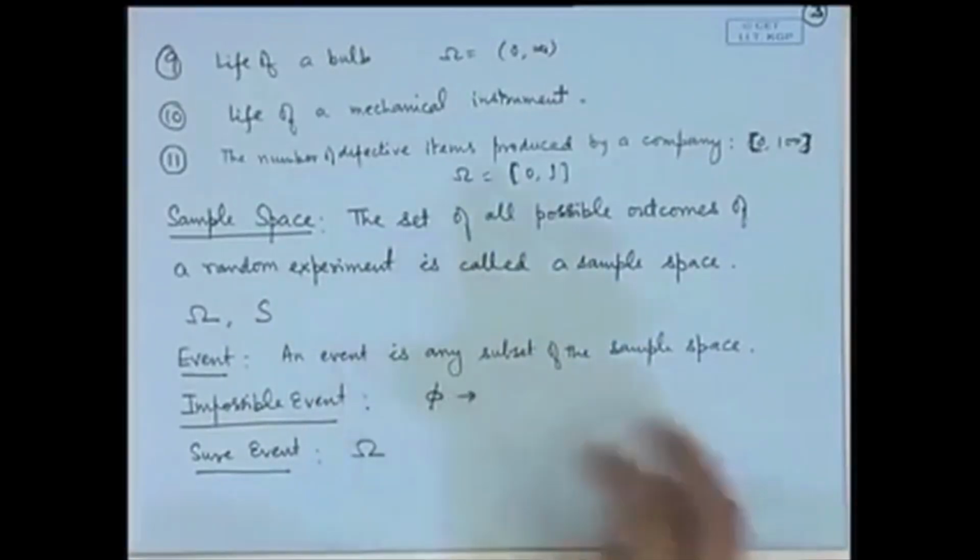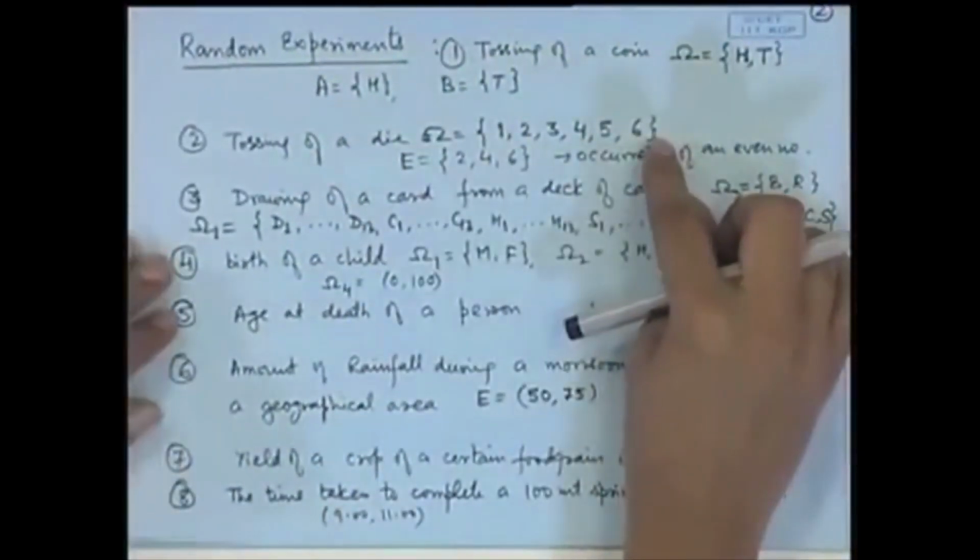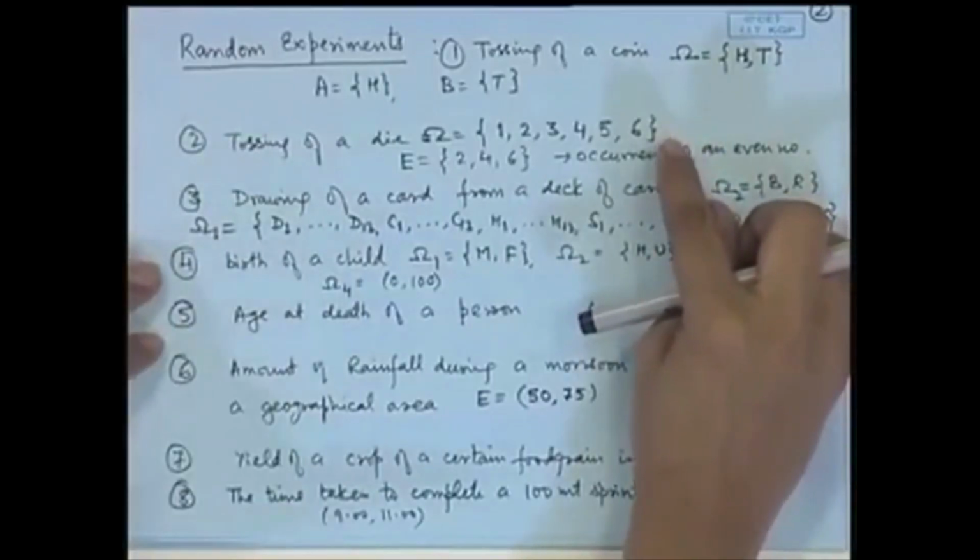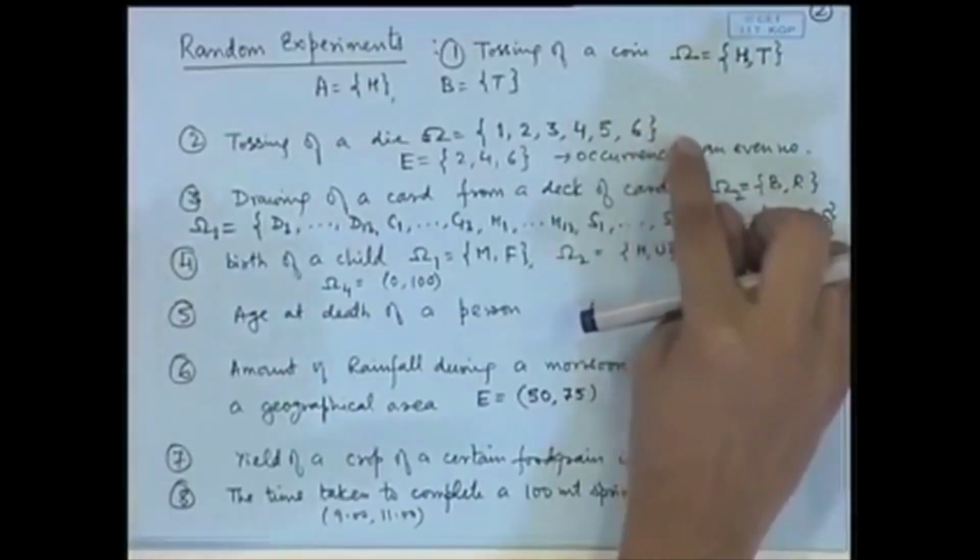For example, we may consider tossing of a die, and we say that 7 occurs. That will correspond to an impossible event, because 7 is not in the sample space, and that will correspond to phi as far as this random experiment is concerned.